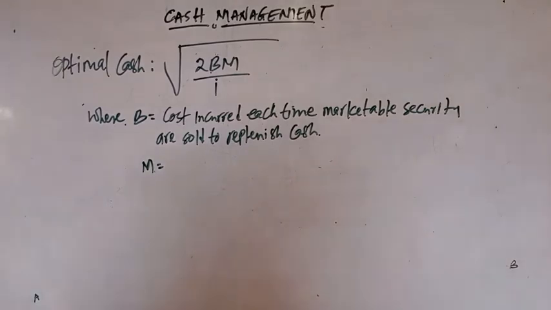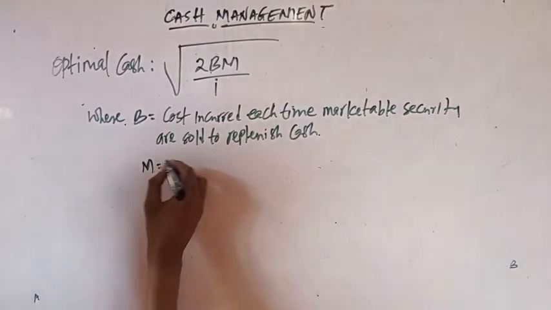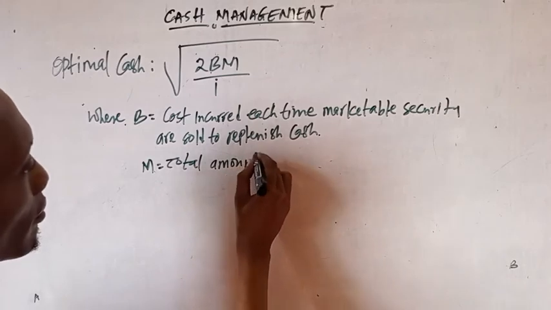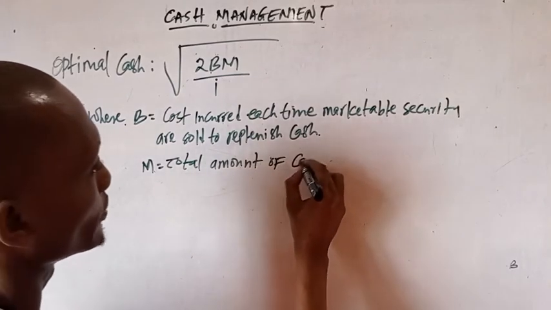Where M is taken to be the total amount of cash payment in the year.